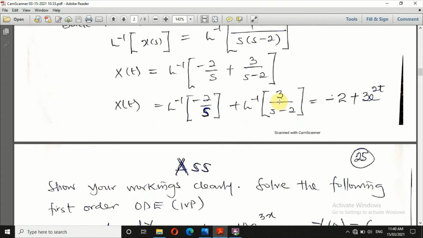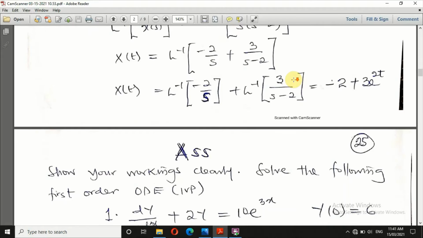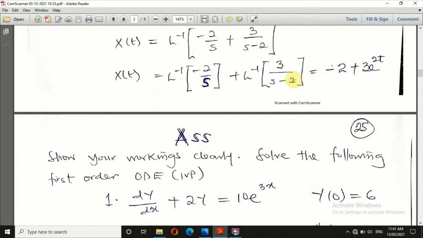So what about this one too? This one, remember, this is the same thing as exponential 2t. Then you have 2 plus 3 exponential 2t. So you now see that the solution we obtain here is the same thing with the solution we obtained in my first exam, where I actually solved the same problem using integration directly, using integrating factor, you remember. So that is how to solve first order ODE using Laplace transform.